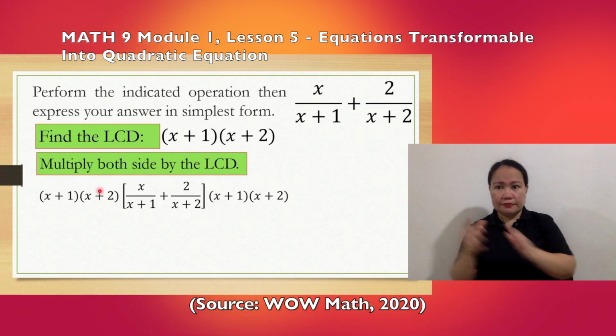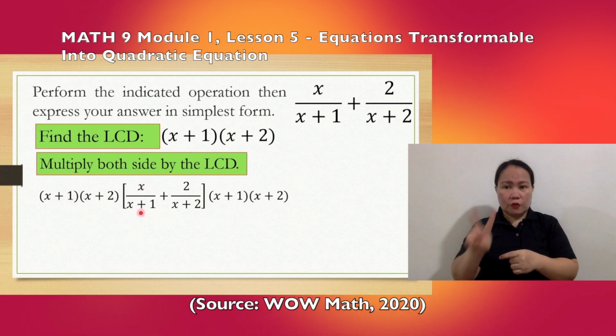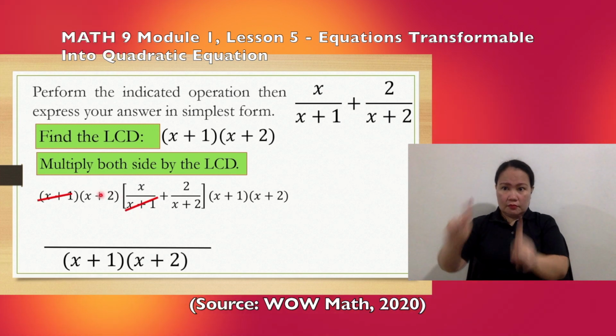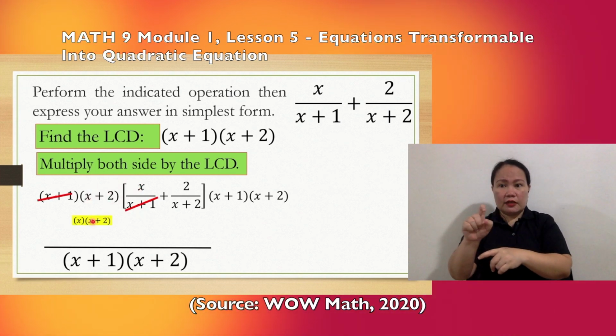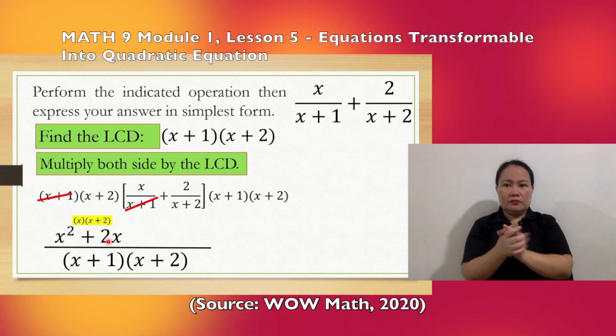So, una natin gagawin, imumultiply natin yung LCD kay x over x plus 1. So, makakancel dyan yung x plus 1. Maiwan si x plus 2 times natin kay x. And that is x times x plus 2. The answer is x squared plus 2x.